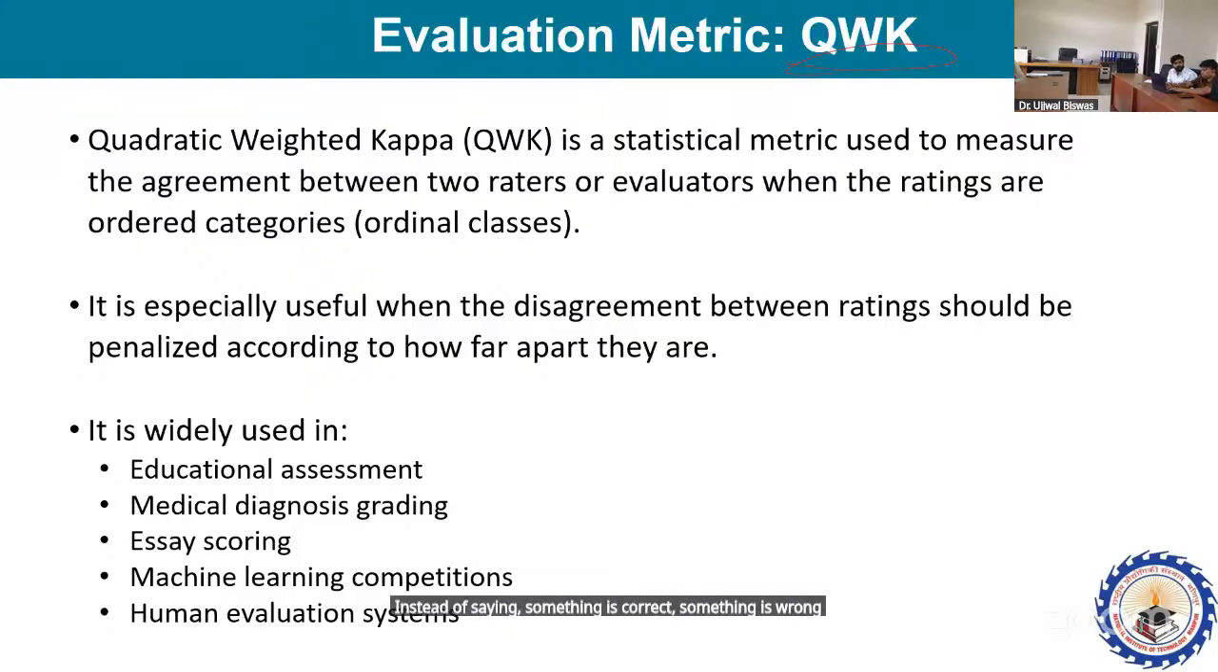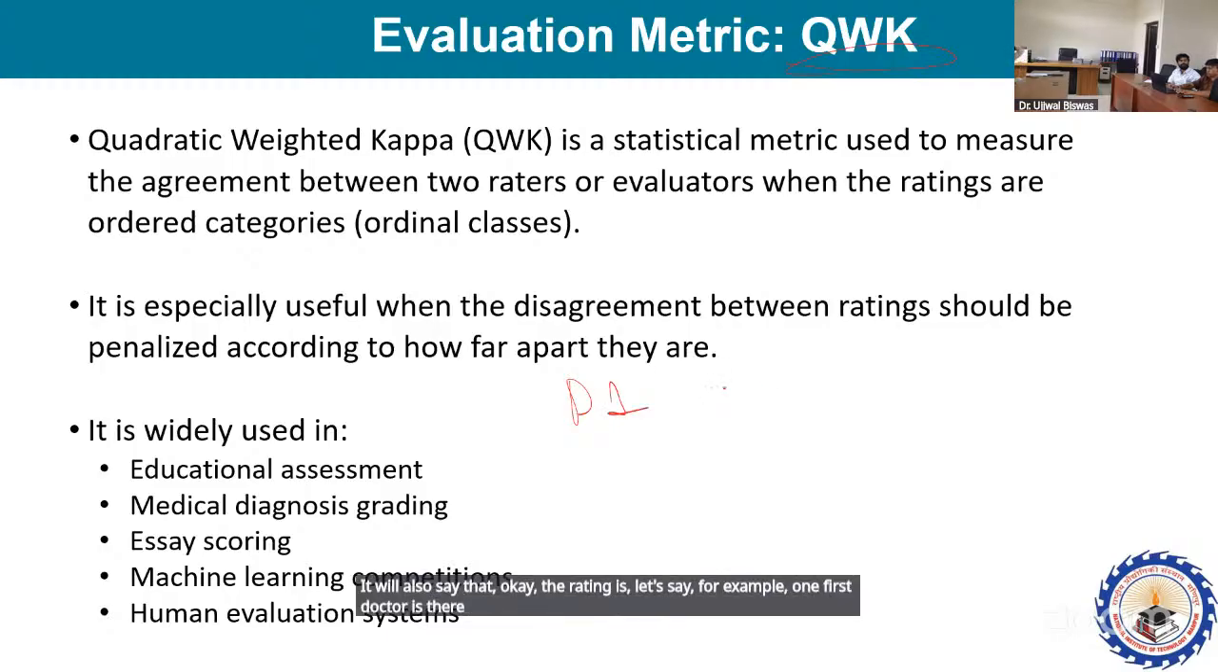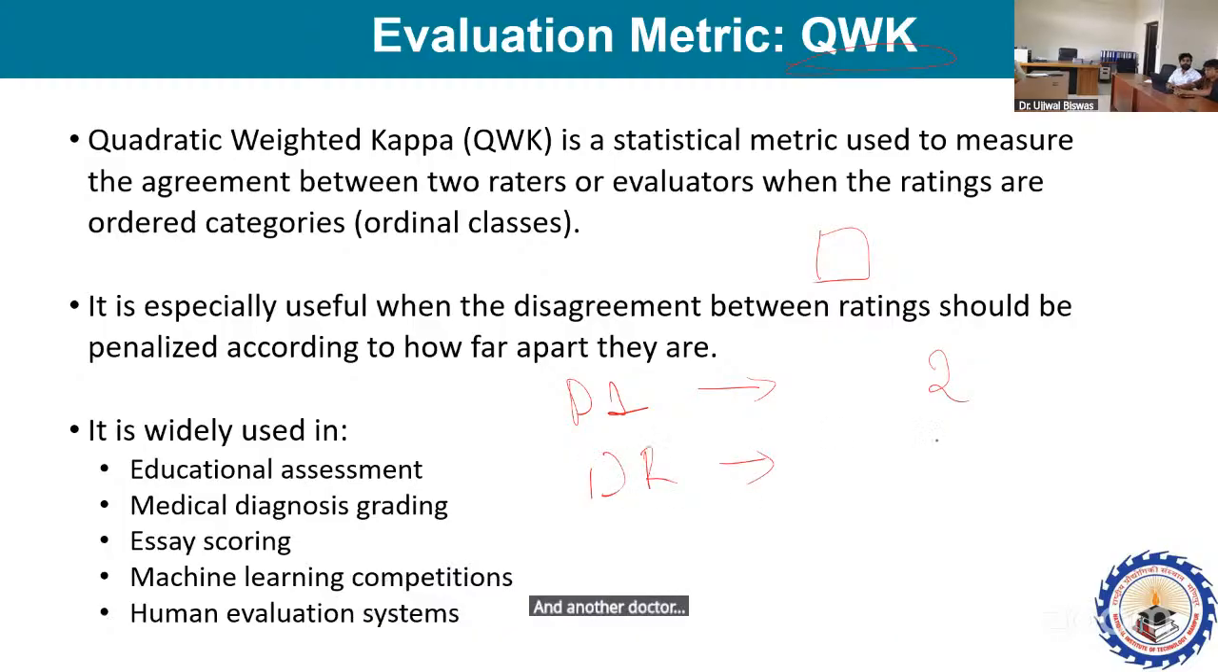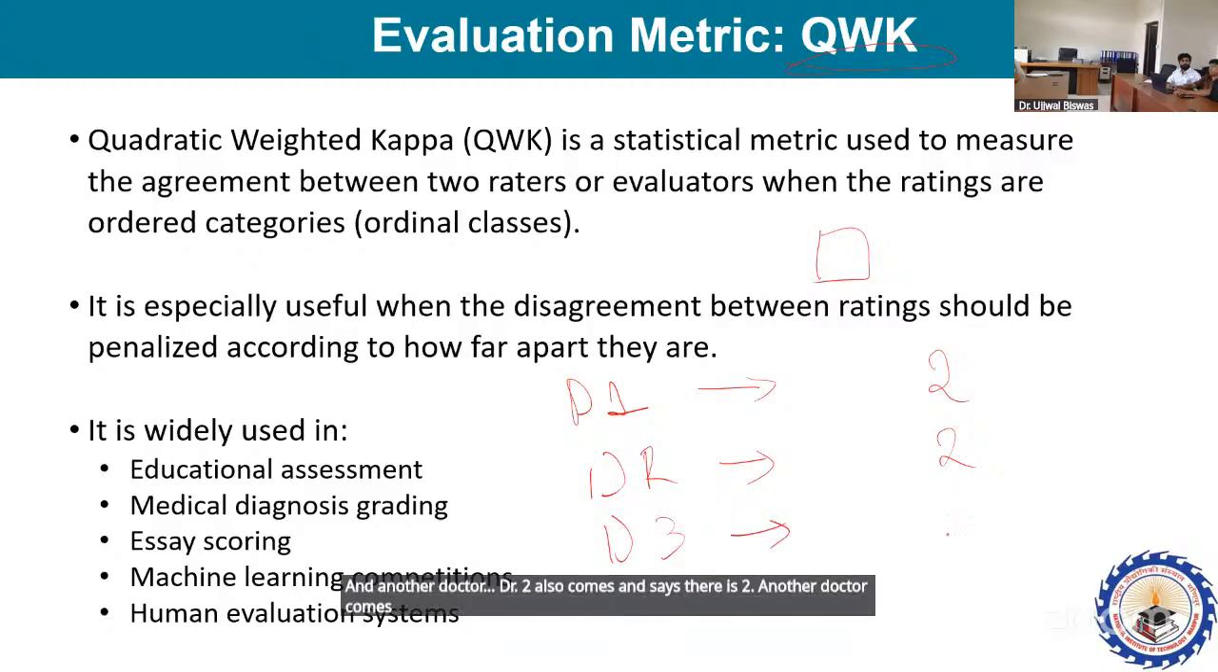The only difference in this case is that instead of saying something is correct, something is wrong, it will also say how far off the rating is. Let's say, for example, first doctor is there, doctor one. Doctor one is saying that he has seen the fundus image of a patient. He is saying that grade is 2. And another doctor, doctor 2, also comes and says grade is 2. Another doctor comes, says grade is 3. So all of them are almost grading it similarly.